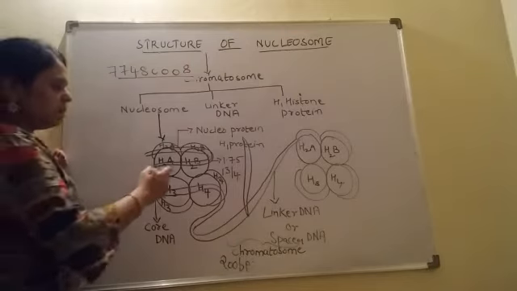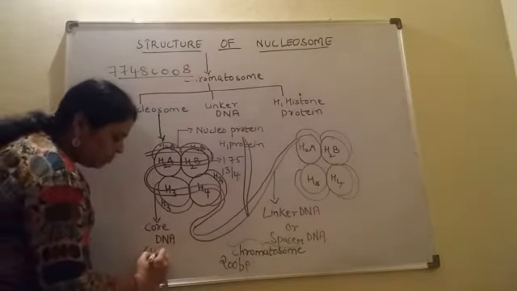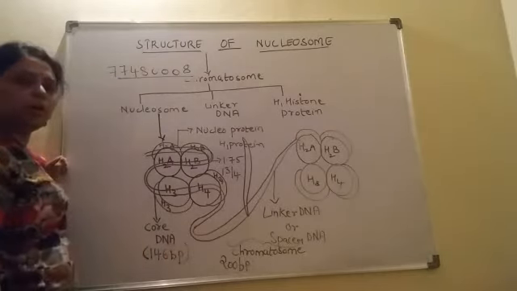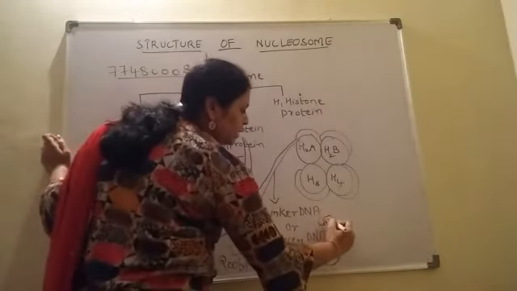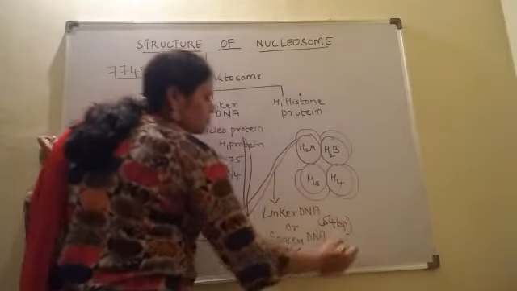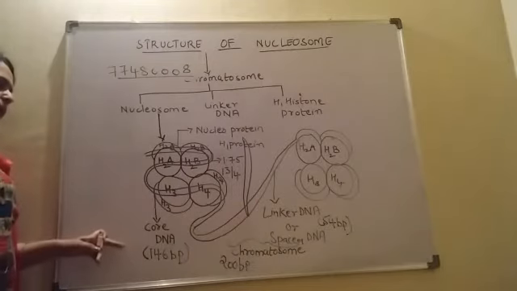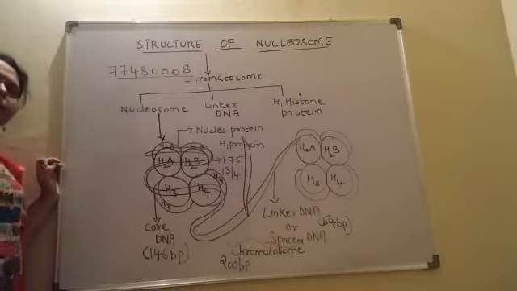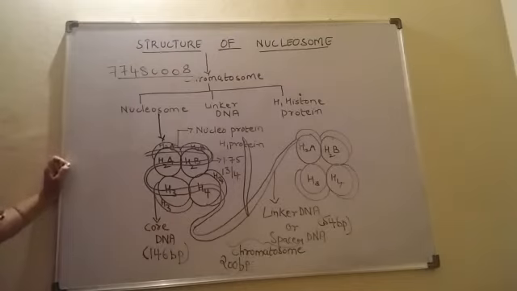How many base pairs are present in core DNA? Core DNA generally consists of 146 base pairs, and linker or spacer DNA contains 54 base pairs. This calculation is very important for NEET. So the total number of base pairs present in the chromatosome is 200 base pairs.